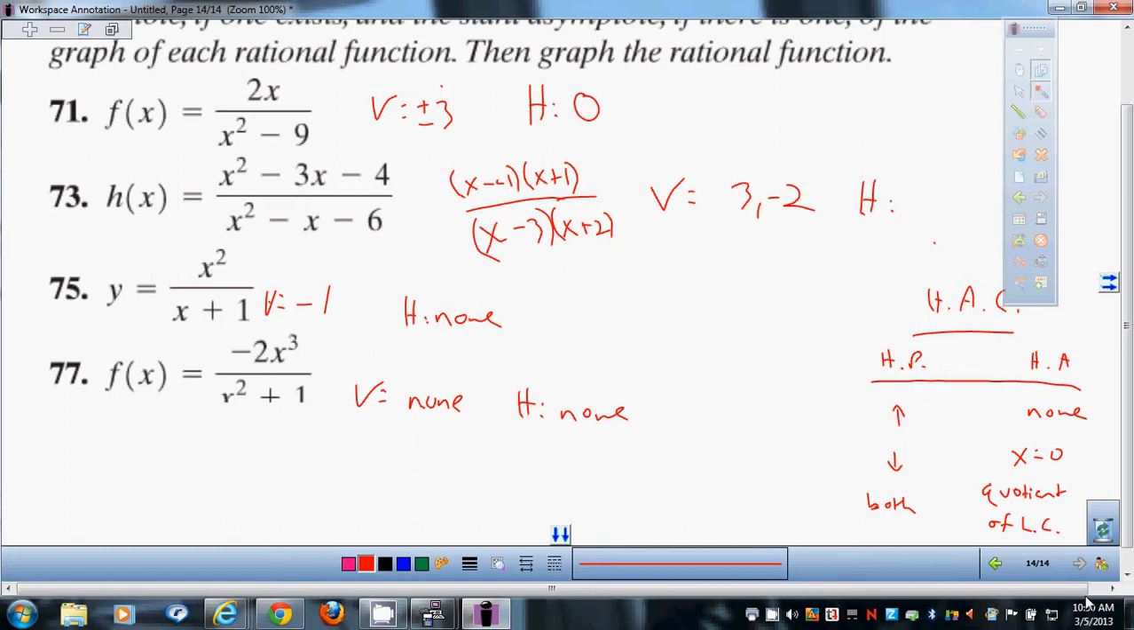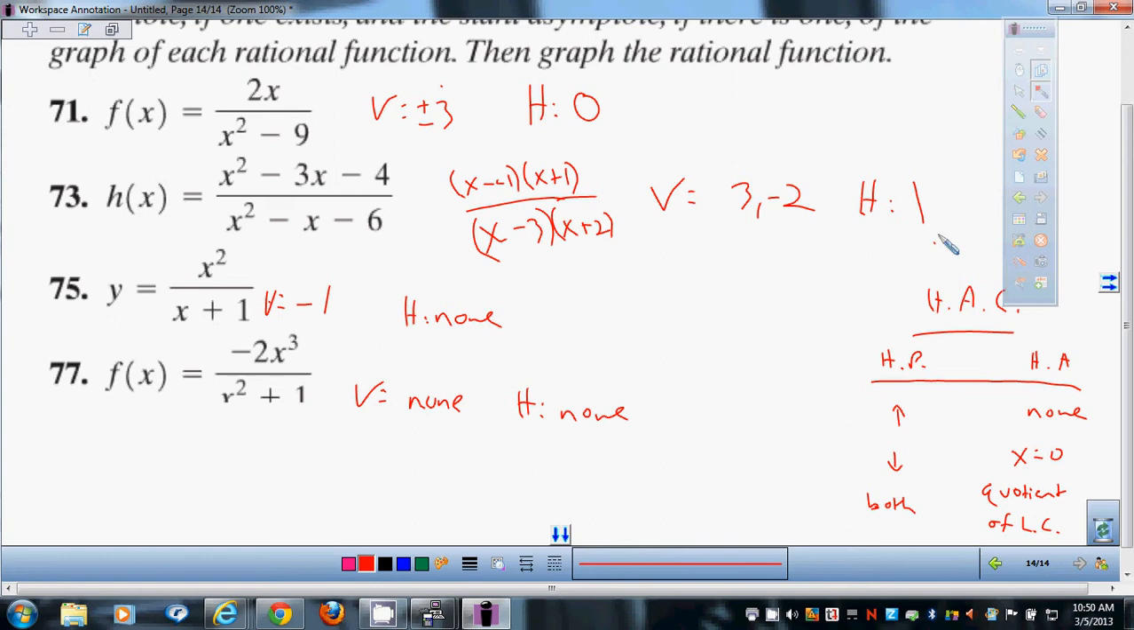It's Bridget. Because nothing can make x squared plus 1 equal to 0 without it being imaginary.